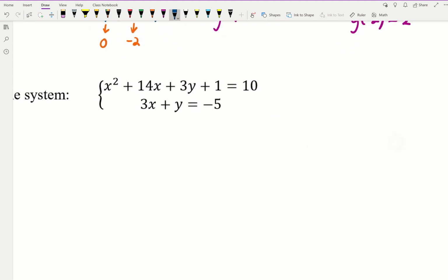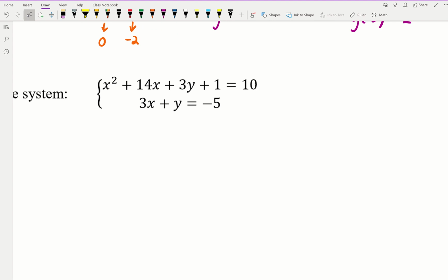All right, and what I'm going to look at, though, is I want all of my variables on one side of the equation. So I've got x squared plus 14x plus 3y. This one, I'm going to move over by subtracting it to make this 9. All right. Now, if I'm going to use the elimination method, the only variable that's going to be able to eliminate is the y. Because using 3x, there's no way to get rid of x squared. All right. So my only choice for elimination is to get rid of y.